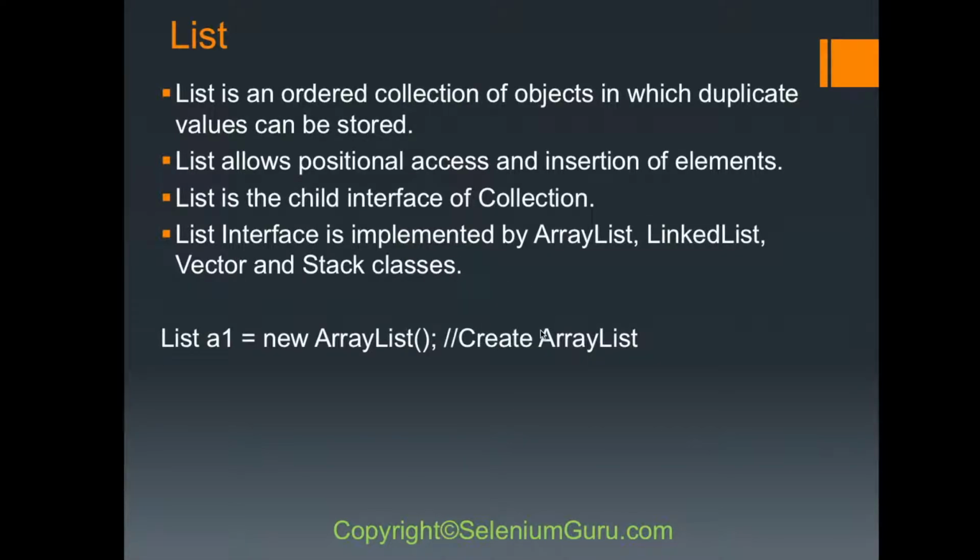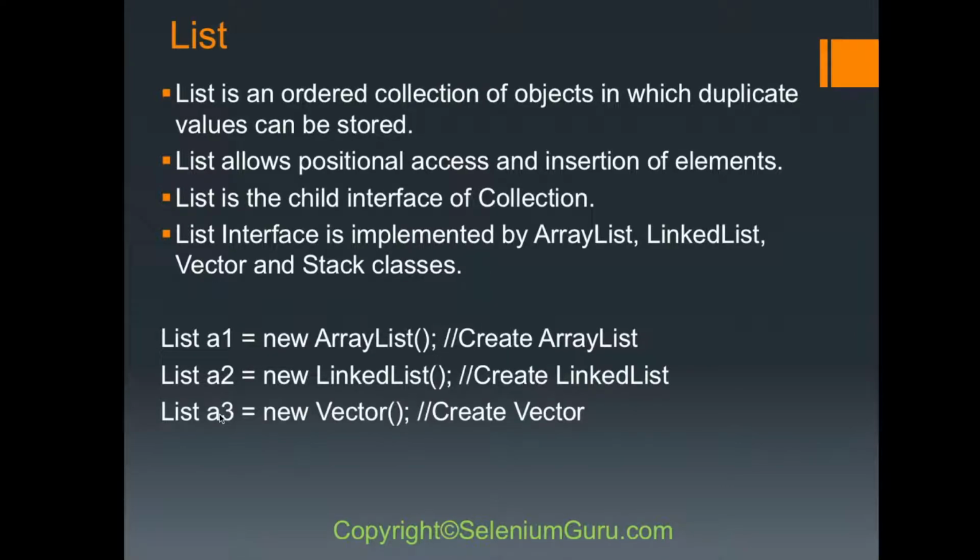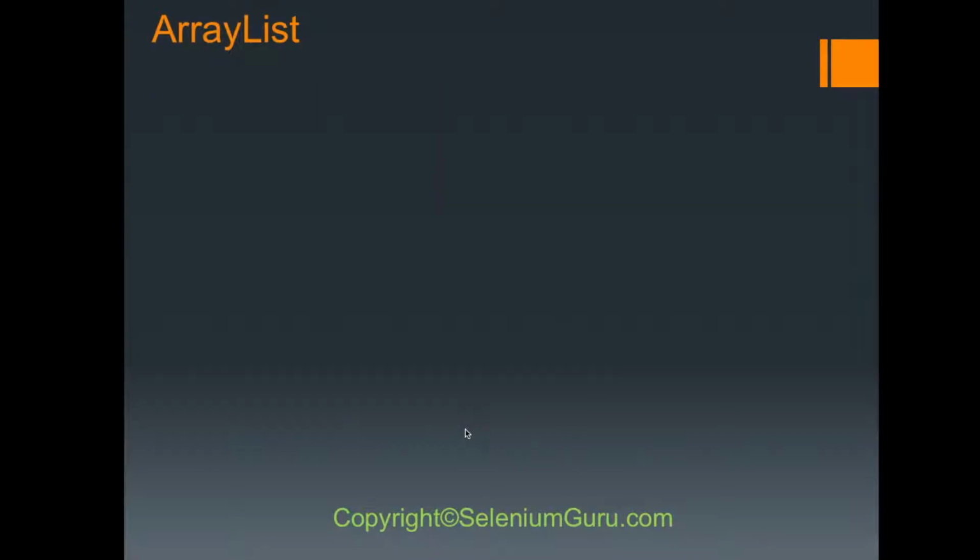So basically, ArrayList, LinkedList, Vector and Stack implement this list interface, right? And let's see how we could create an ArrayList. You do List a1 = new ArrayList, right? List a2 = new LinkedList, because this list interface is implemented by this one, so you can actually use that, right? So List a3 = new Vector. That's how you can create a Vector.